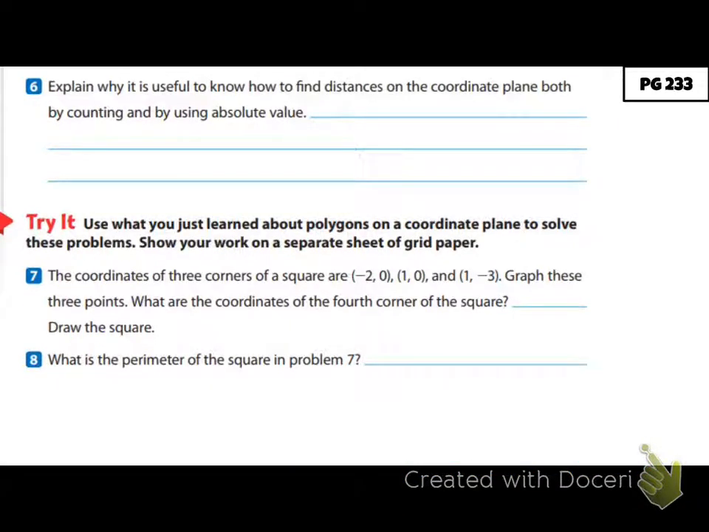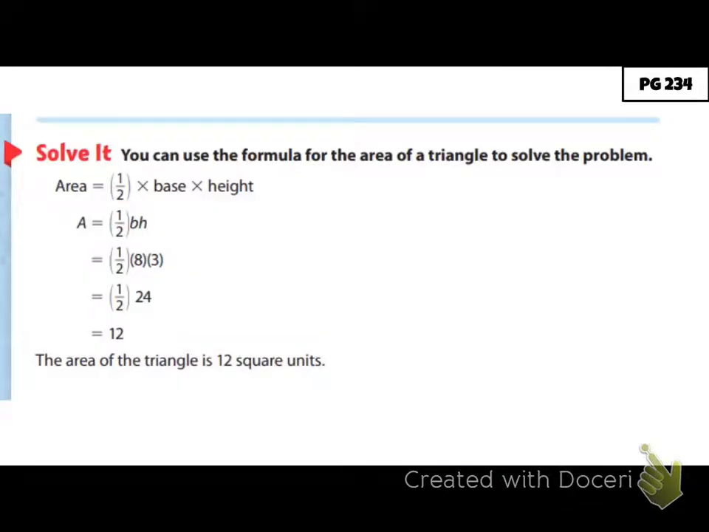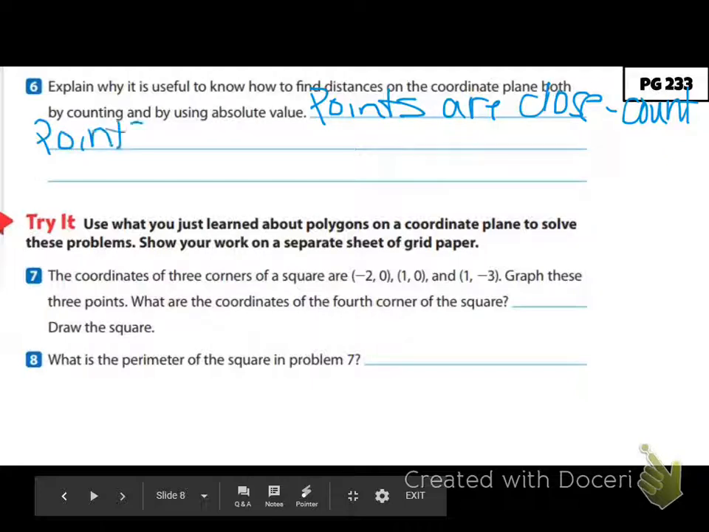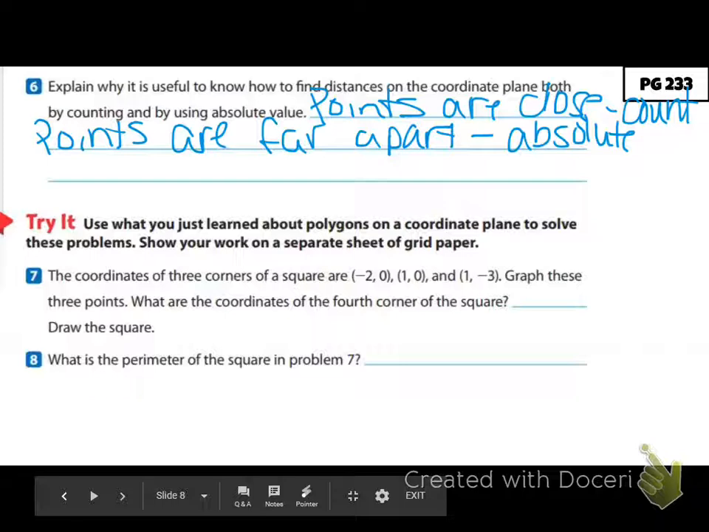And then number 6 says, explain why it is useful to know how to find the distances on the coordinate plane, both by counting and by using absolute value. Well, counting is useful when the points are close. Points are close, count. Points are far apart, absolute value. That way you don't have to count as much when they're a long ways away.